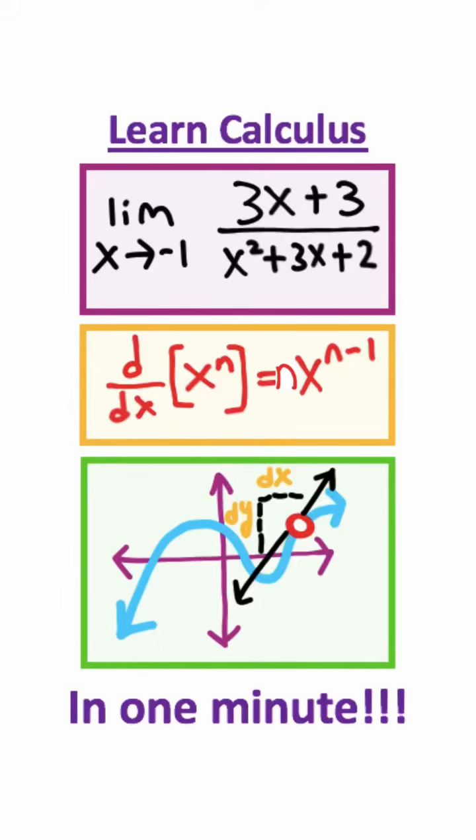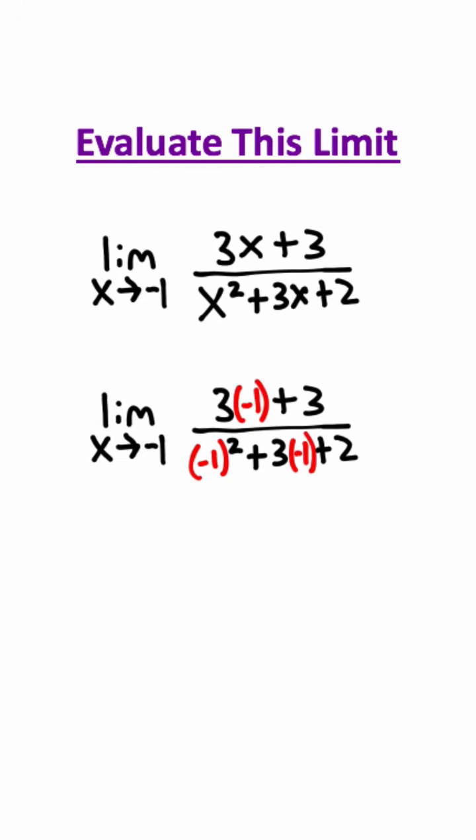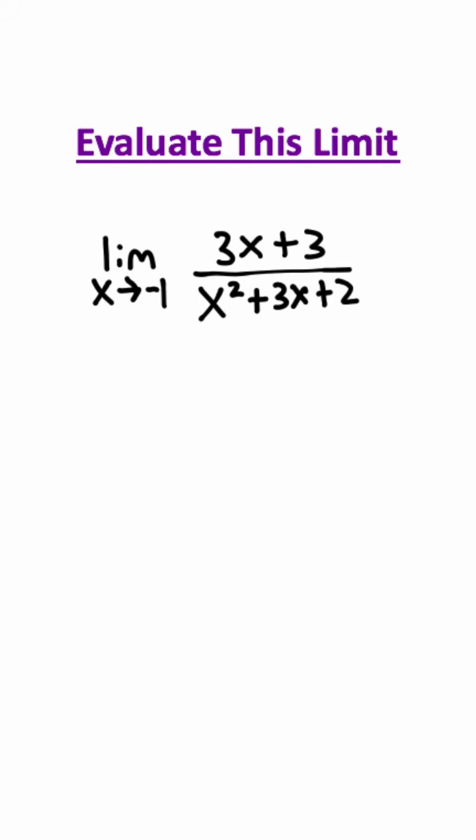Here's a 1-minute introduction into Calculus 1. So let's say you want to evaluate this limit. You can do this by taking whatever your x is approaching and plugging it in for x. So in this case, we'll plug in -1. But if you evaluate that expression, you'll actually find that it turns out to be 0 over 0, which is undefined. So what we have to do instead is solve this by factoring.